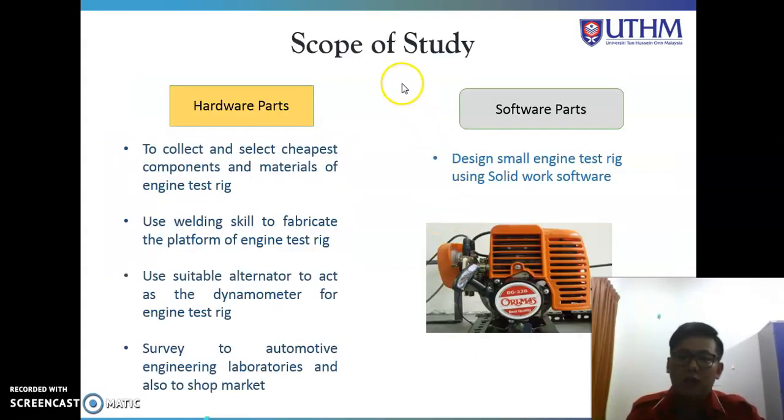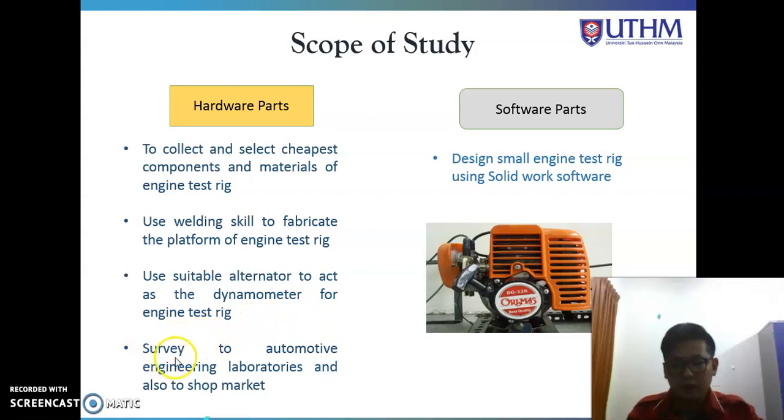Next is the scope of study. It is divided into two parts, which are hardware parts and software parts. For the hardware parts, the first one is to collect and select the cheapest components and materials for the engine test rig. Second, use welding skill to fabricate the platform of the engine test rig. And third, use a suitable alternator to act as the dynamometer for the engine test rig.